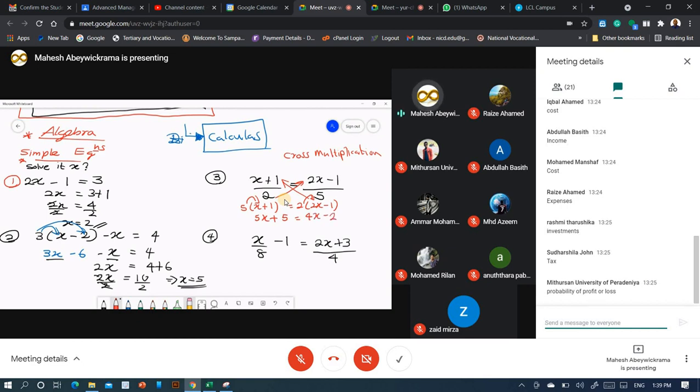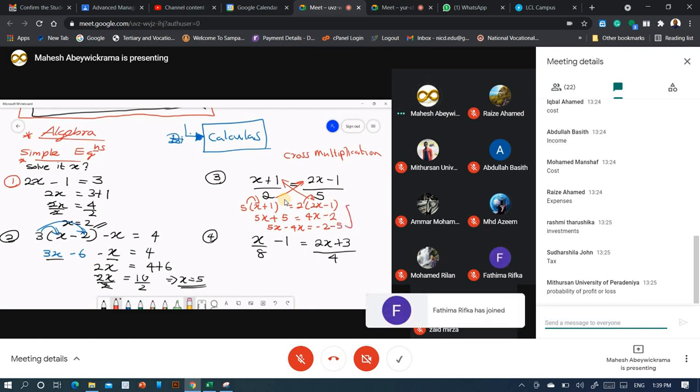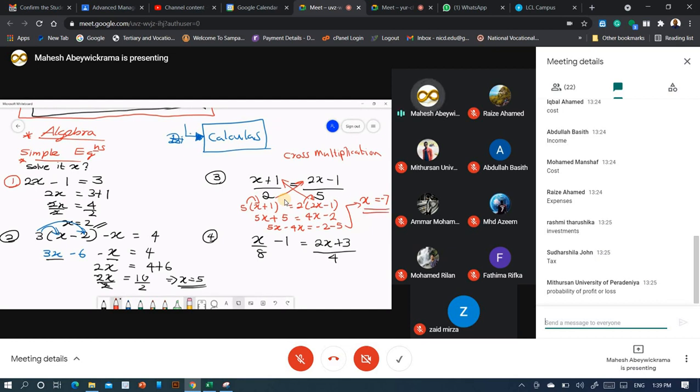Then take this 4x to the other side, which is minus 4x. And minus 2 is there, and send plus 5 to the other side as minus 5. Then 5x minus 4x, which is x, minus 2 minus 5, which is minus 7, right? That's how we can do it.